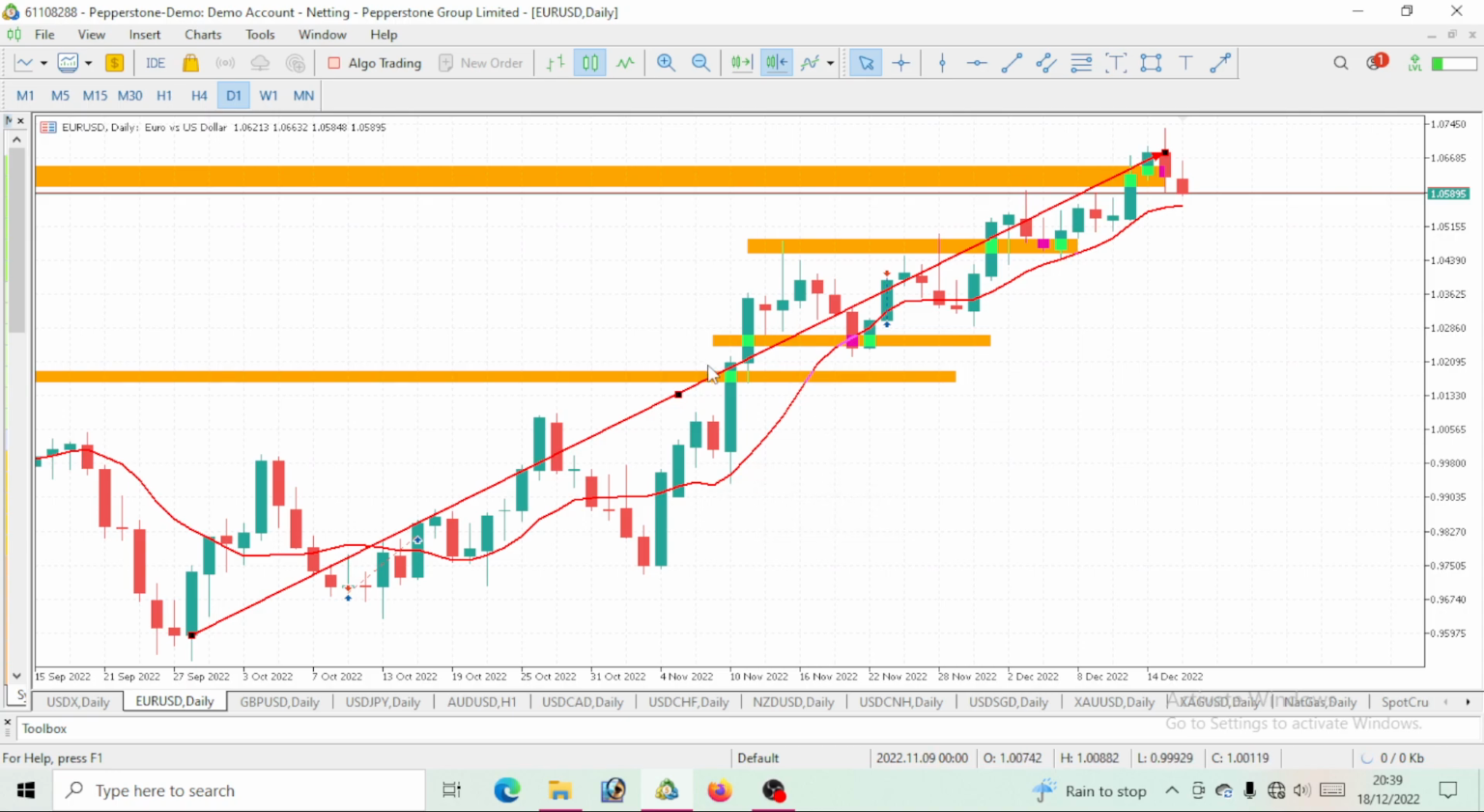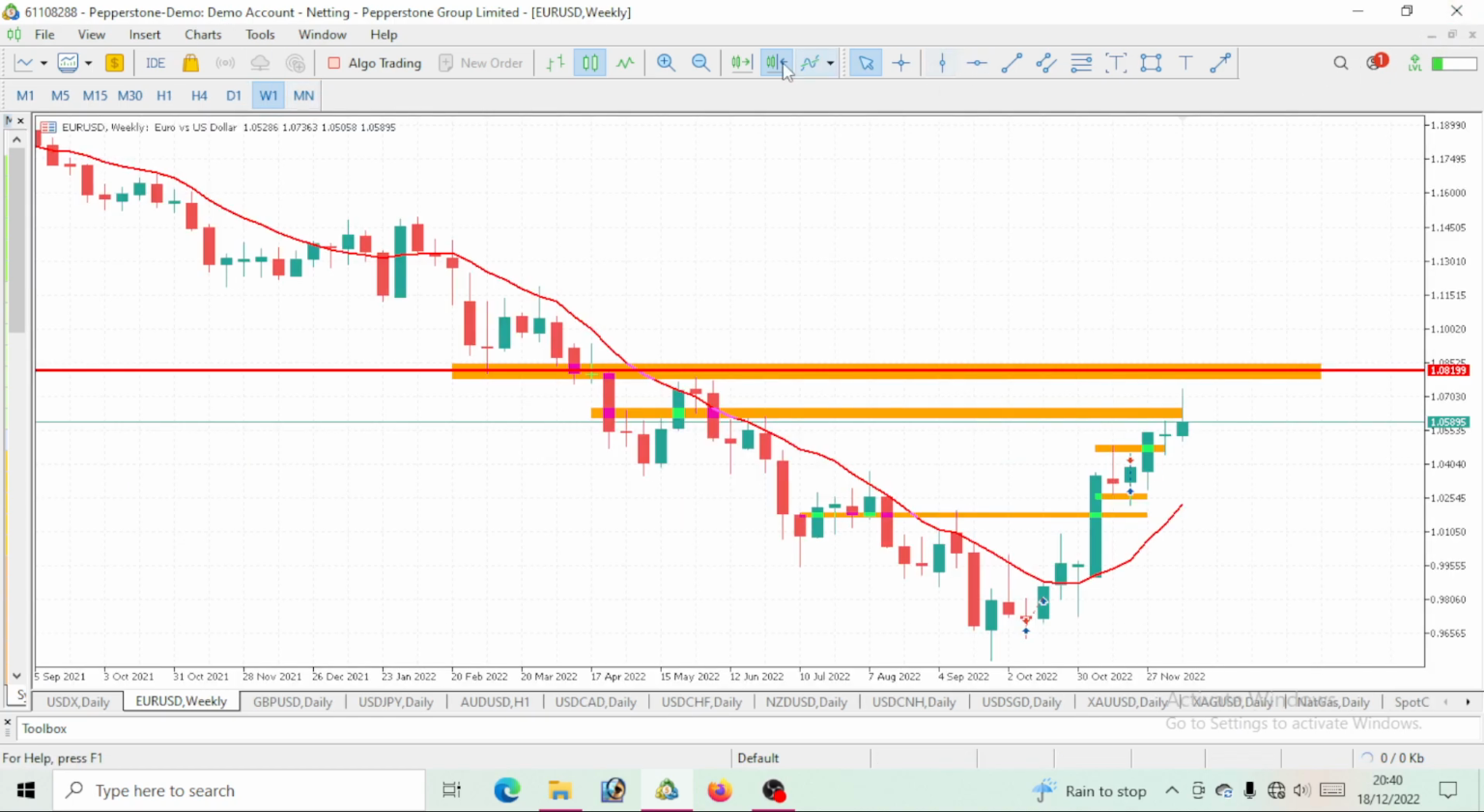Secondly, we have included this moving average, which is a 10 period moving average. We all know that once price is trading above our moving average, then that is a bullish move, then it is a buy, right? So now let's see this movement, right?